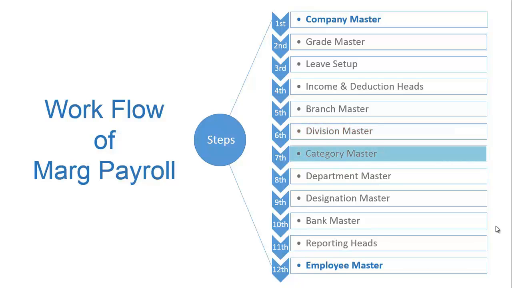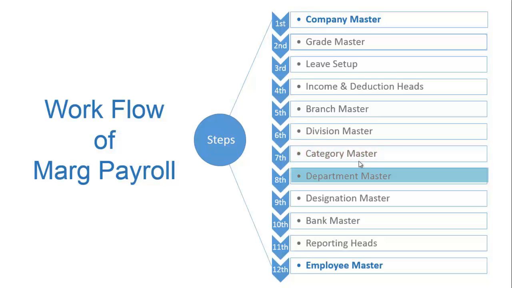Category master. Now, as we do have a hierarchy in the organization, through this option we categorize each and every employee through this hierarchy. For example, according to hierarchy, we have placed our employee who is an executive as number 1 and then the CEO of the organization as number 12. So in this way, we can maintain the category master in Marg Payroll software.